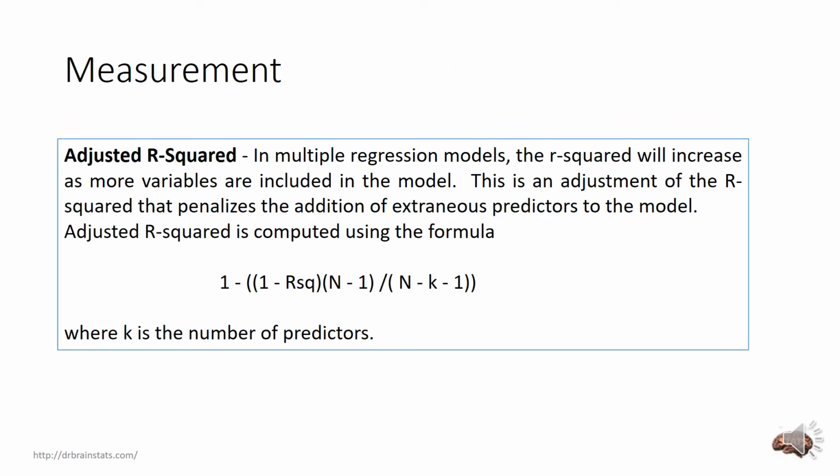So how do we measure multiple linear regression? This time we have to use the adjusted R squared. In multiple regression models, the R squared will increase as more variables are included in the model. This is an adjustment of the R squared that penalizes the addition of extraneous predictors to the model.